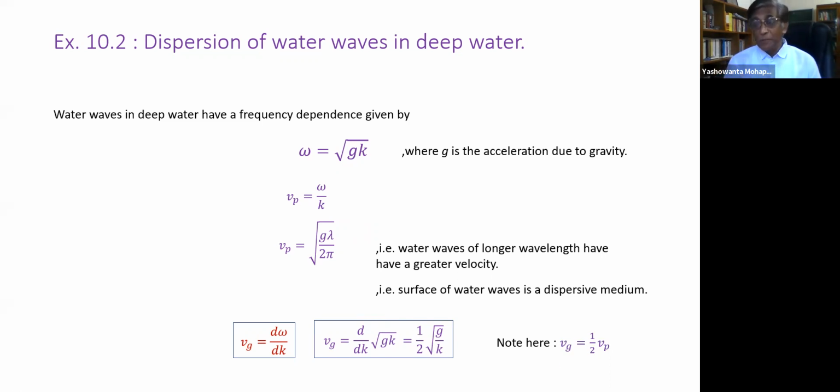This is just an example. For a free particle in quantum mechanics, h cross omega is p square by 2m, or h square k square by 2m, and hence you can find d omega by dk. Omega depends on k square, whereas here it depends on root of k. So different media can have different dispersion relationships.